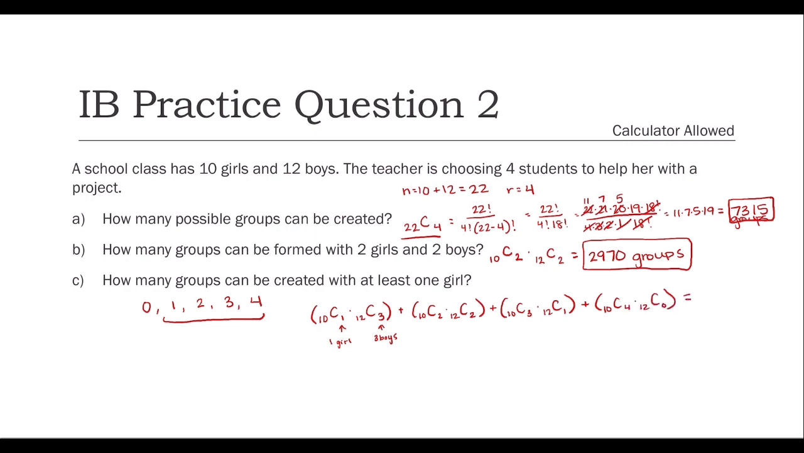So you can do that, or you can use what's called the complement. So you could do the total number of groups minus the probability of 0. So that would be 7,315 minus choosing 0 girls. So 10 choose 0, which means we'd choose 4 boys. So either way, you should get the same answer, which comes out to be 6,820 groups.